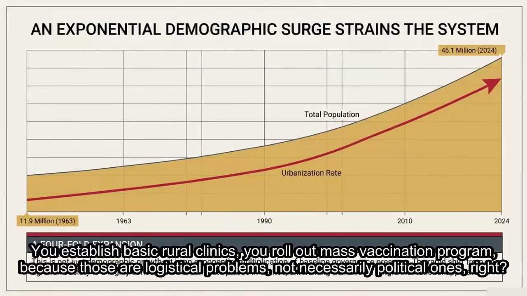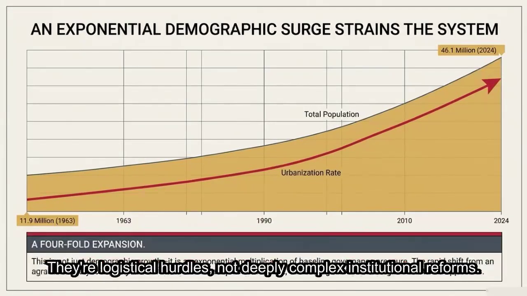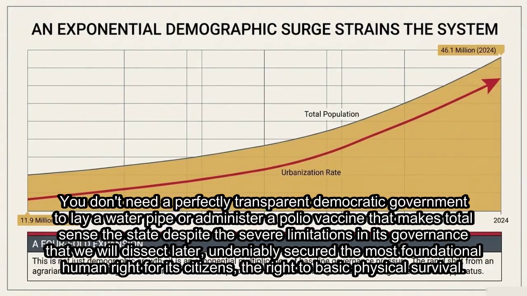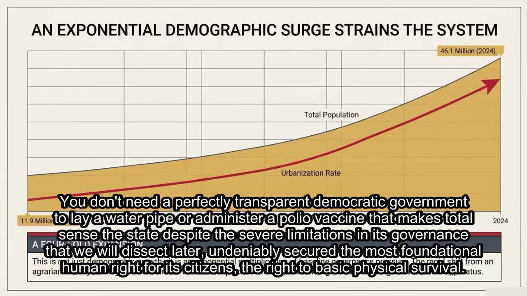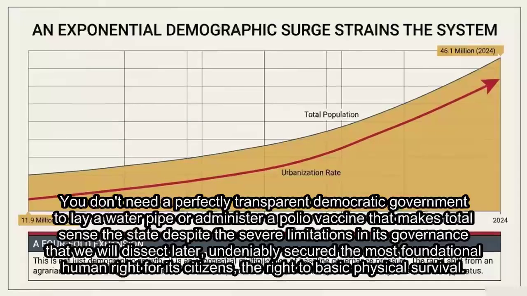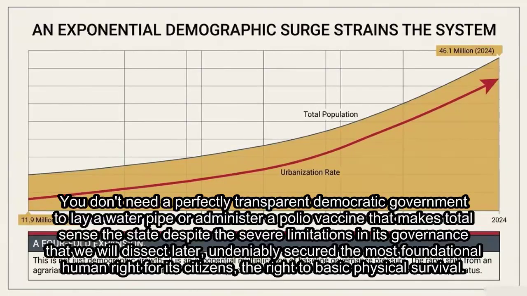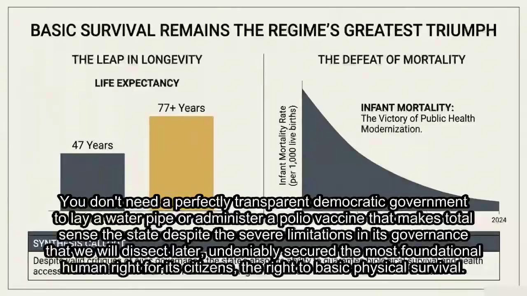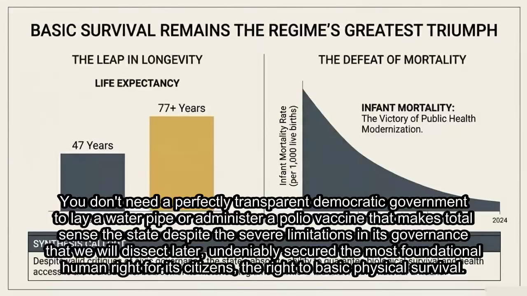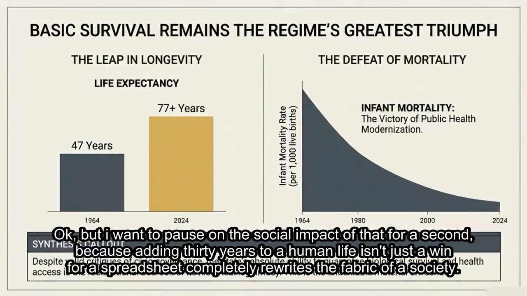Because those are logistical problems, right? Not necessarily political ones. Right. They're logistical hurdles, not deeply complex institutional reforms. You don't need a perfectly transparent democratic government to lay a water pipe or administer a polio vaccine. That makes total sense. The state, despite the severe limitations in its governance that we will dissect later, undeniably secured the most foundational human right for its citizens, the right to basic physical survival.